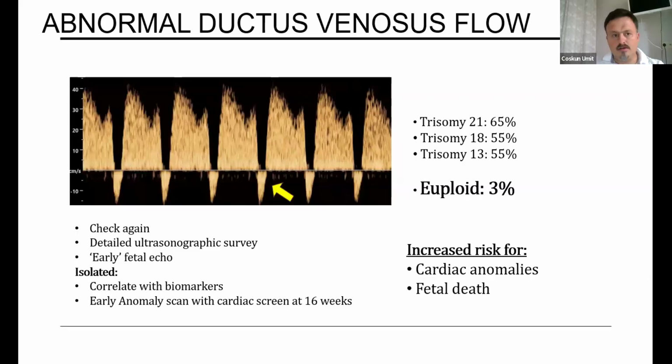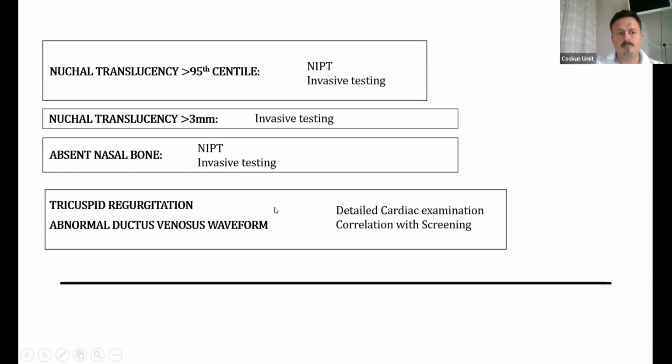And this is the abnormal ductus venosus. Here is the reverse A wave. It is an abnormal finding. It is also possible in euploid groups, and it is a very important marker for cardiac anomalies. In late gestation, it is also an ominous sign for fetal growth restriction, and we should deliver the baby as quickly as possible if we find the reverse A wave.